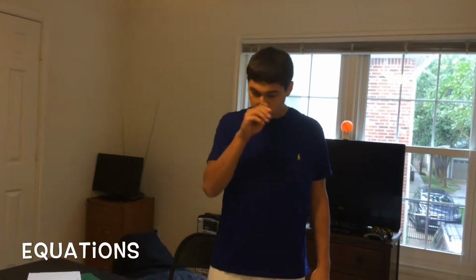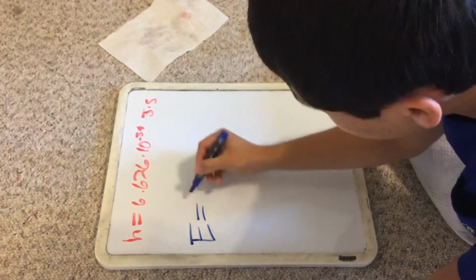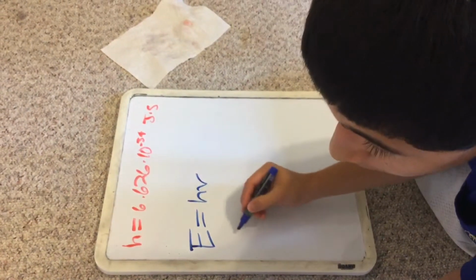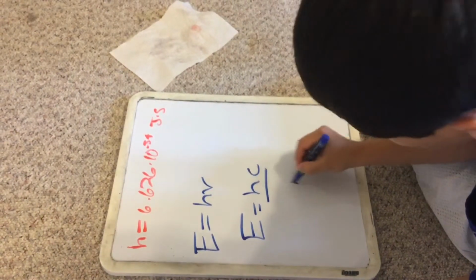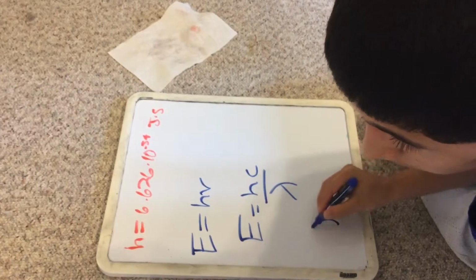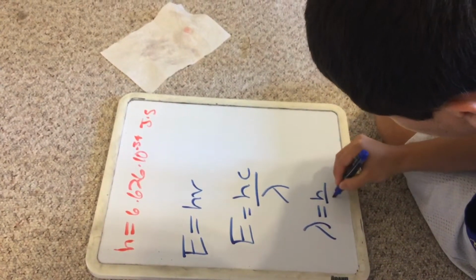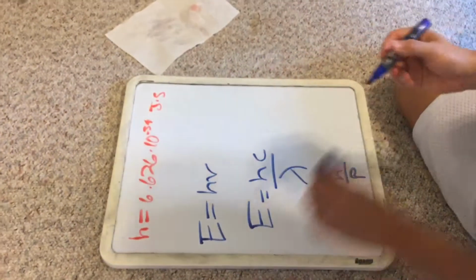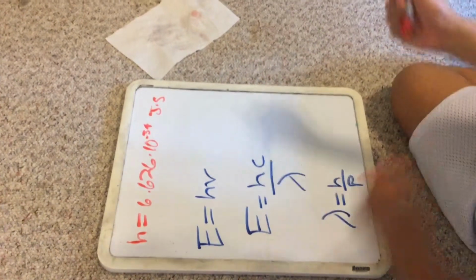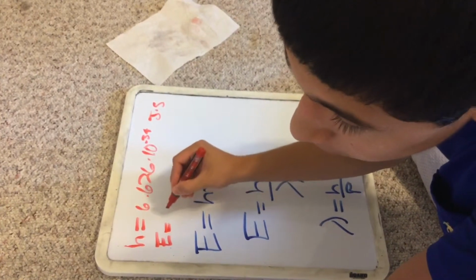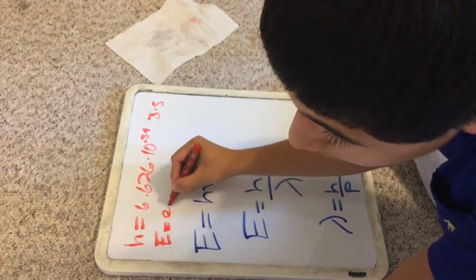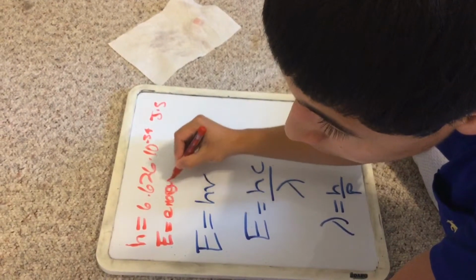So to give you more of a visual of what I just explained, let's look to the board here. E equals hv describes the relationship between energy and frequency. E represents energy, h represents Planck's constant, and v is the frequency of the electromagnetic wave. C represents the speed of light, and lambda represents the wavelength. P represents the linear momentum. All these equations were manipulated to find their respective variables.